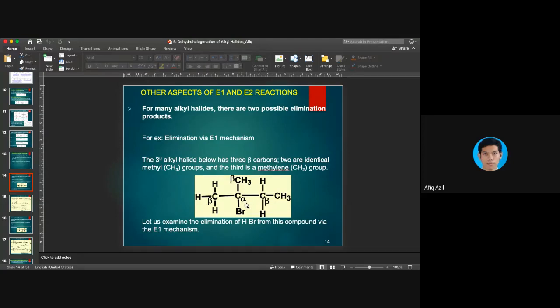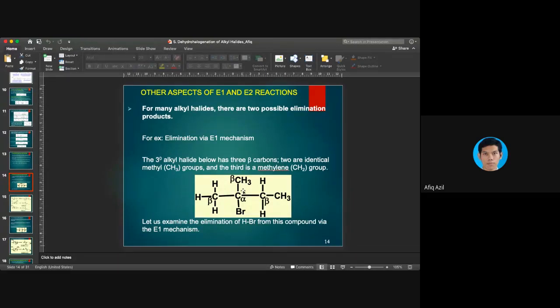So where is your alpha carbon? The alpha carbon is the carbon that is bonded to the functional group, which is bromine. This is alpha. All other carbons next to it, the neighbors, are beta carbons. This is beta carbon, this is beta carbon, this is beta carbon. And the hydrogen that is bonded to the beta carbon is called beta hydrogen. Okay, so these and these are the same. Why do I say they are the same?